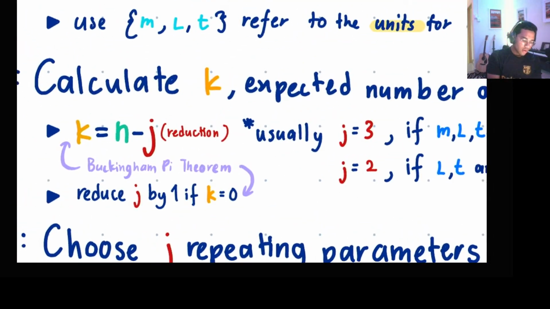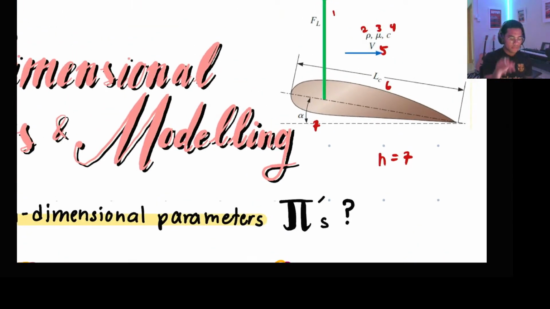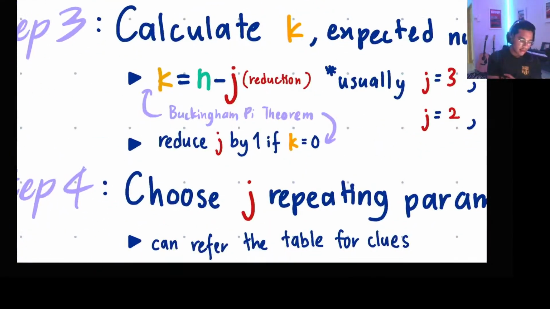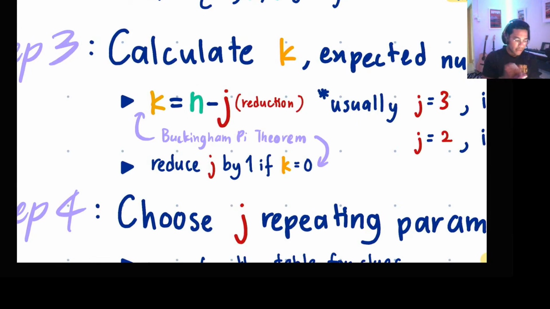Tadi kan kita tengok n equals to 7. So all of the parameters have MLT, which is the three primary dimensions. So n equals 7, j equals 3. So 7 minus 3 is 4. So in the end we need to find 4 parameters. The Buckingham Pi theorem also states that if we cannot find k, which is if k equals 0, we need to reduce the j by 1 so that k would be equal to 1.